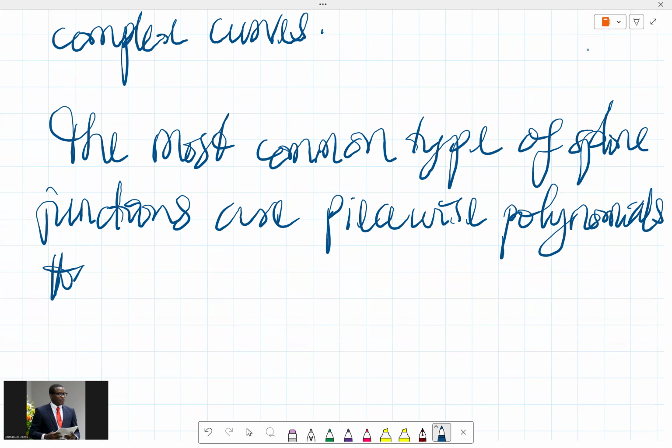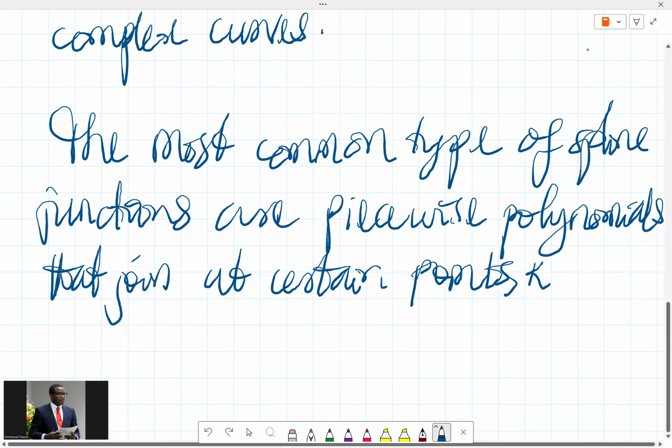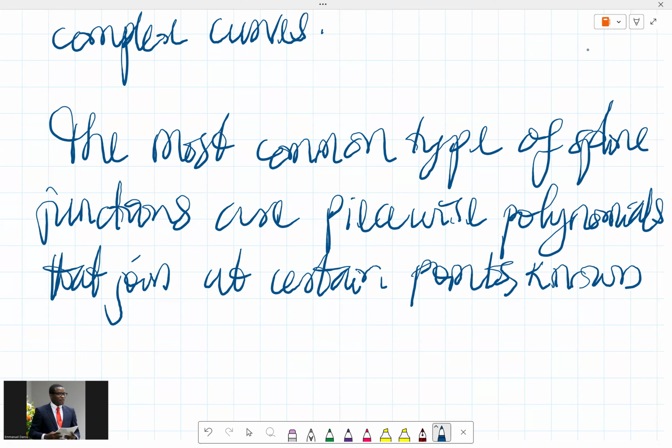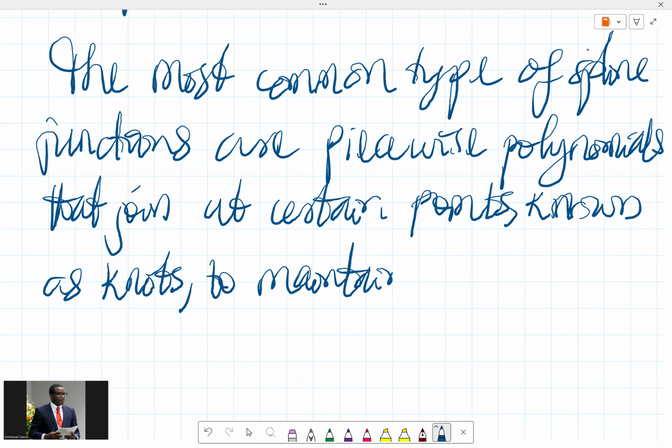that join at certain points, known as knots, to maintain smoothness.